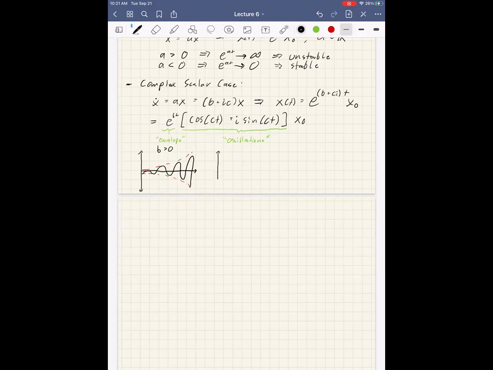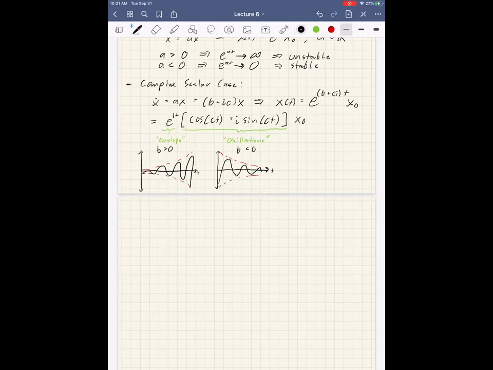Okay, then we have the b less than or equal to 0 case, same story. You've got this exponential envelope happening. So you have this thing decaying, and I should be consistent about the colors. So this guy is doing this, right? And putting this bounding, decaying exponential envelope around the wiggles. Okay, so that's the stable case.